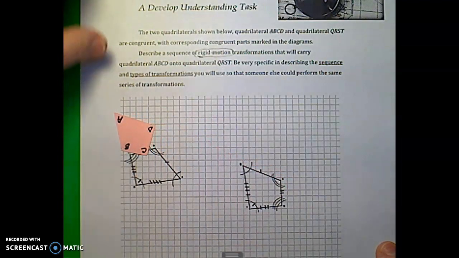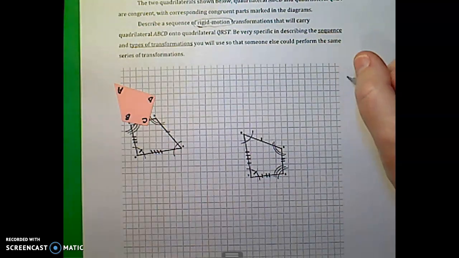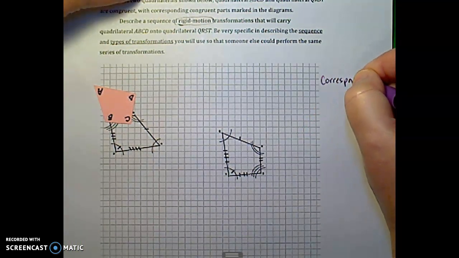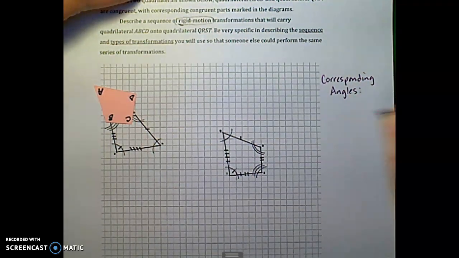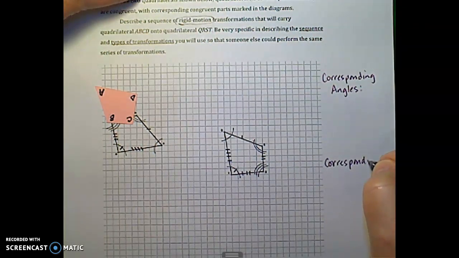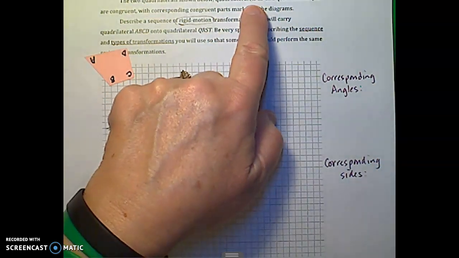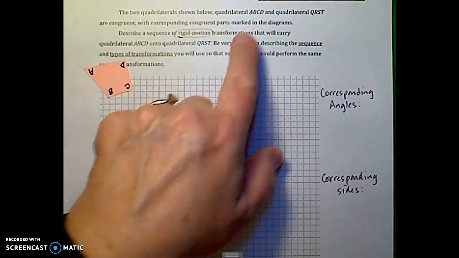Actually, before we do that, I would like to identify all the corresponding parts that we have here. I'm going to put that on the right here. Based on the markings that are here, corresponding angles, and they're also congruent, and corresponding sides. So let's mark that. We can actually just use the language that's up in here, but we'll confirm it with the markings on the picture.